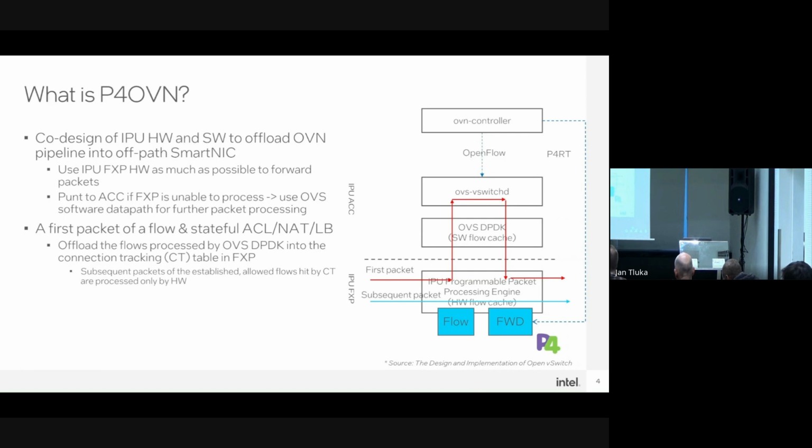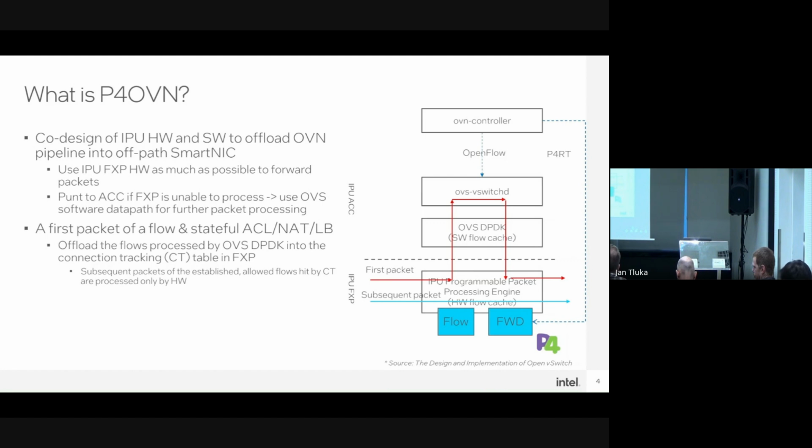Our approach is that the first packet of every flow is punted to the IPU ACC by looking up the flow table, and goes through the OVN pipeline in the OVS software data path. As a result of packet processing by the OVN pipeline, it determines whether a flow is accepted or not. If accepted, the flow is offloaded to the flow table in IPU FXP via the data plane. Otherwise, it is dropped by OVS.